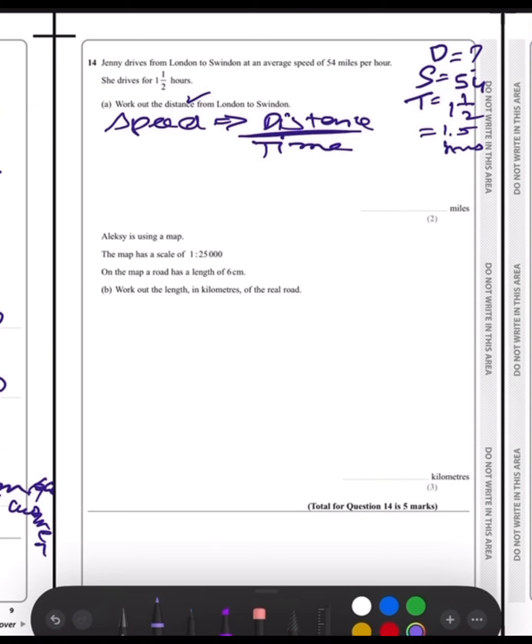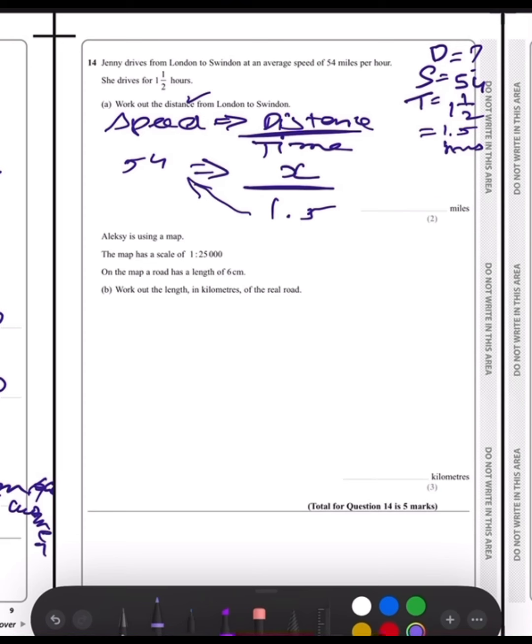Now that we have this formula, we already know the speed and the time, but we haven't got the distance. We can substitute them. So speed is 54, distance we don't know, so we can write distance as x because that's what we need to find, and then time is 1.5. Now x over 1.5, so 1.5 has to go to the other side to get the value for x. What was the rule again?